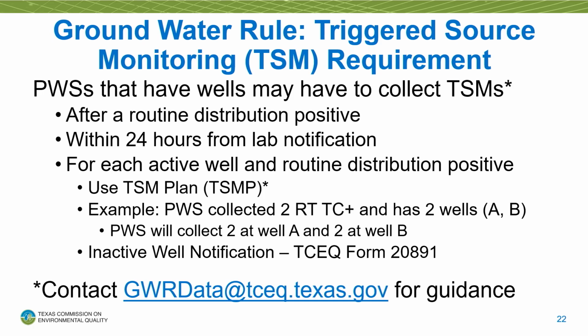If your system has 2 or multiple wells and you collect 2 routine positive samples, you are required to collect TSM samples for each and every active well. So let's say in this example, this public water system has 2 routine positives and 2 well sites, well A and B. The PWS will collect 2 raw wells at well A and 2 raw wells at well B for a total of 4 raw well samples, in addition to the repeat sampling.